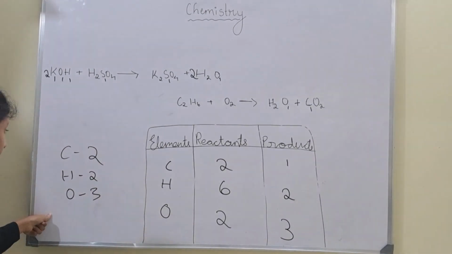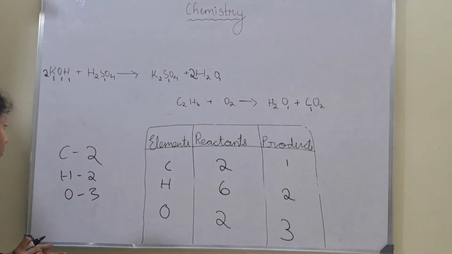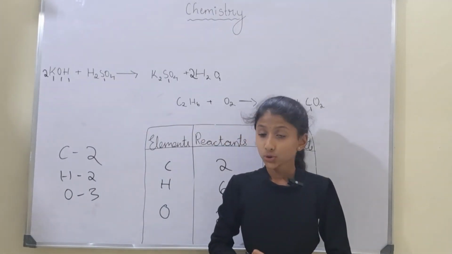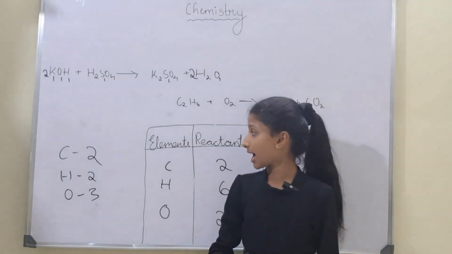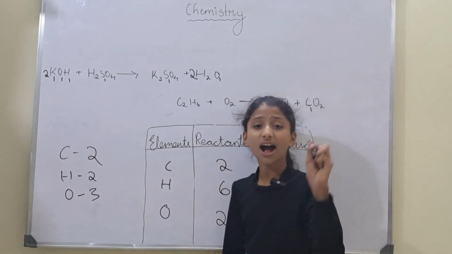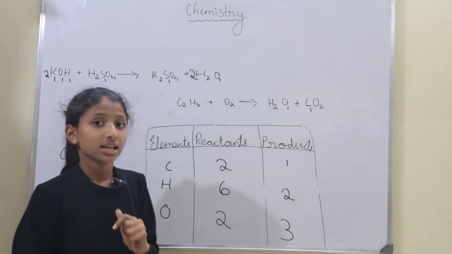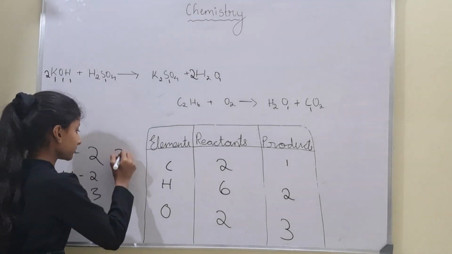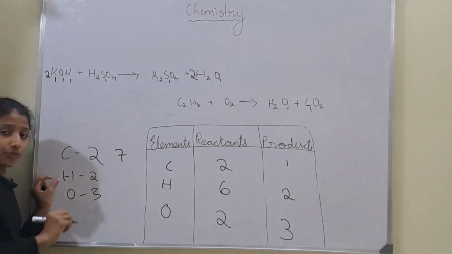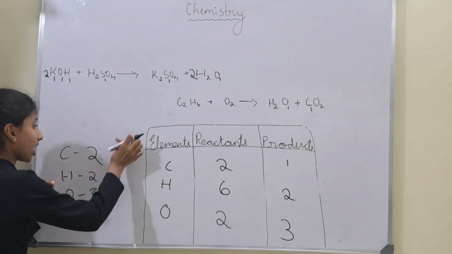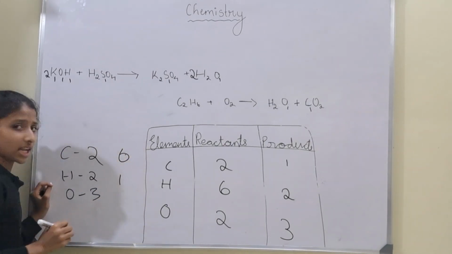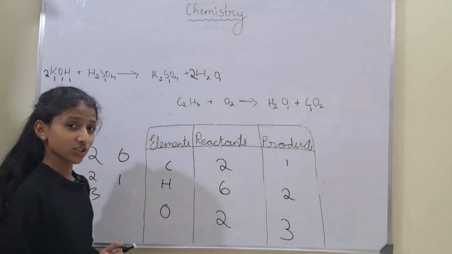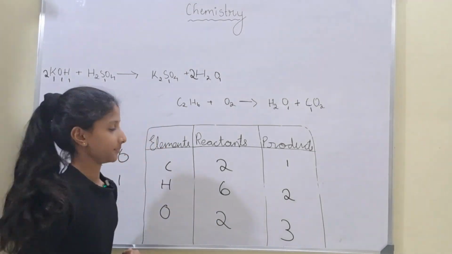Now, in these 3 elements, which is the least? Both carbon and hydrogen have the least frequency. So, now we have to balance the one with the highest atomic number. What is the atomic number of carbon? 6. Atomic number of hydrogen? 1. Now, which is the highest? Carbon. So, we have to start balancing with carbon.